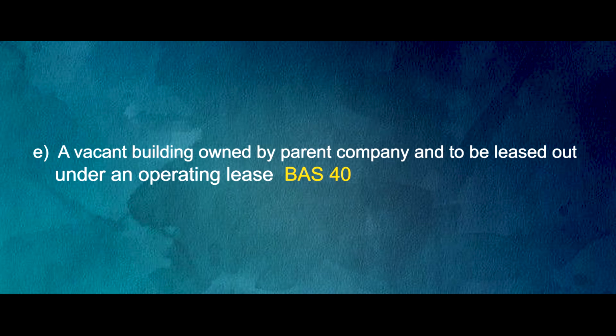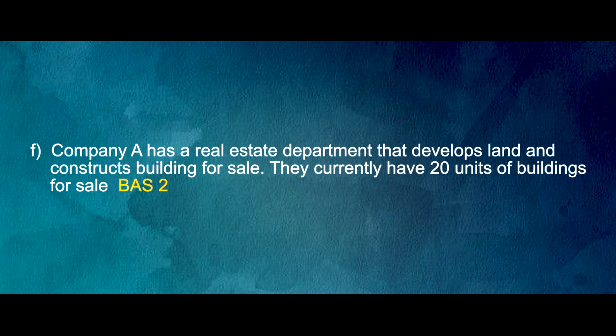Next one is a vacant building owned by parent company. Here the parent company is company A itself. So company A is having a building and they are leasing it out under an operating lease. Remember that earlier I've told you that if a company leases out under operating lease, that property should be treated as investment property. So here in this question, the building is being leased out under operating lease, so this building should be treated as investment property.